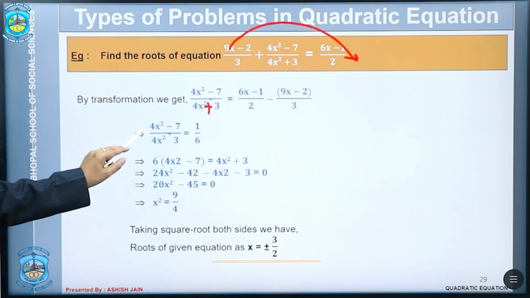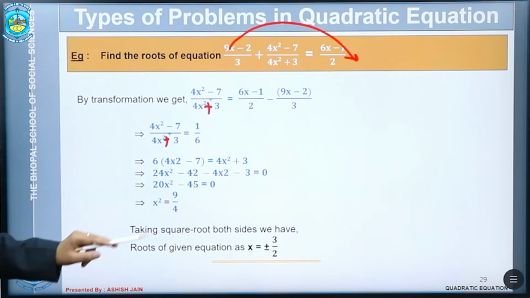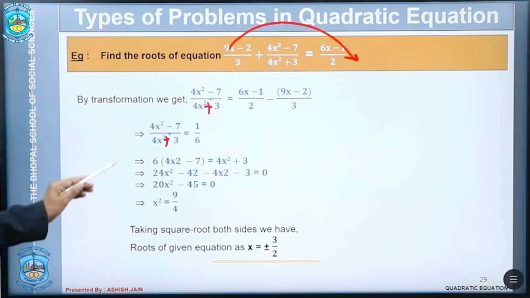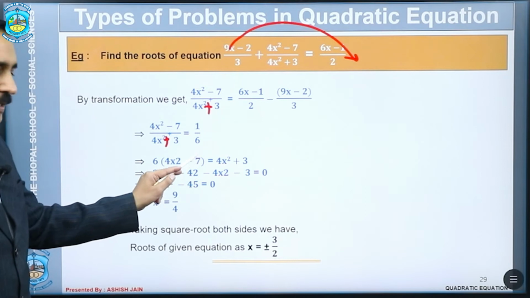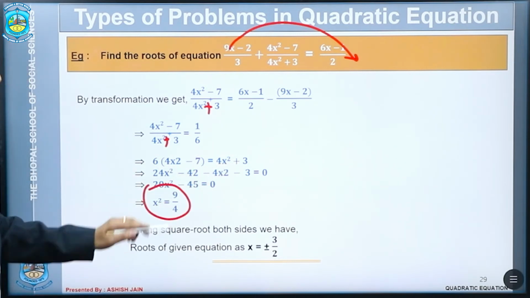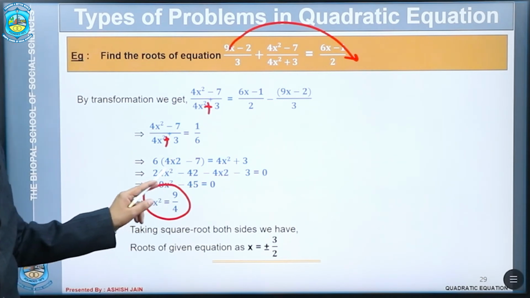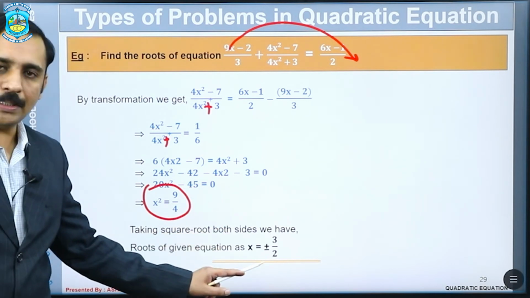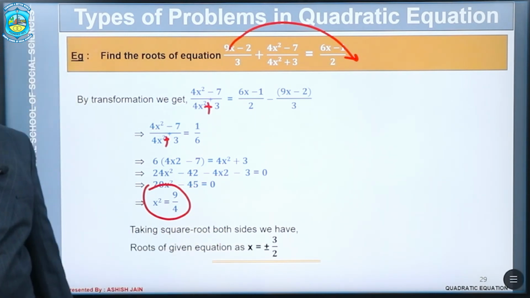We have taken this to this side. Here we have (4x square minus 7) divided by (4x square plus 3). It is equal to 1 by 6. On solving further, we have 6 times (4x square minus 7) is equal to (4x square plus 3). On solving further, we are getting x square is equal to 9 by 4. That means the value of x is plus minus under root of 9 by 4, which is 3 by 2. So we have the roots, that is x is equal to plus minus 3 by 2.